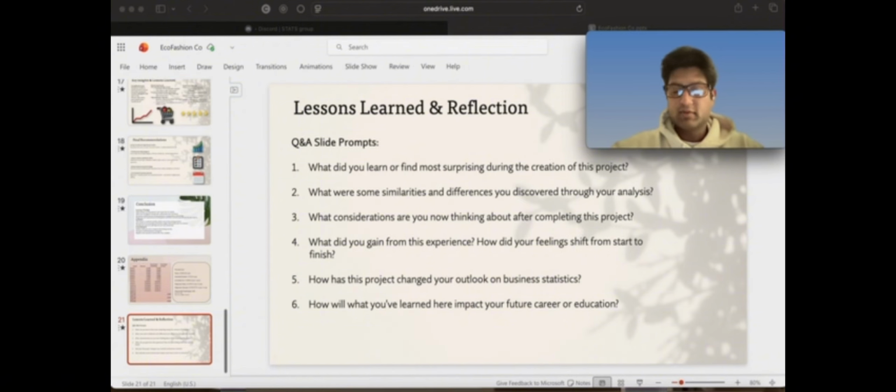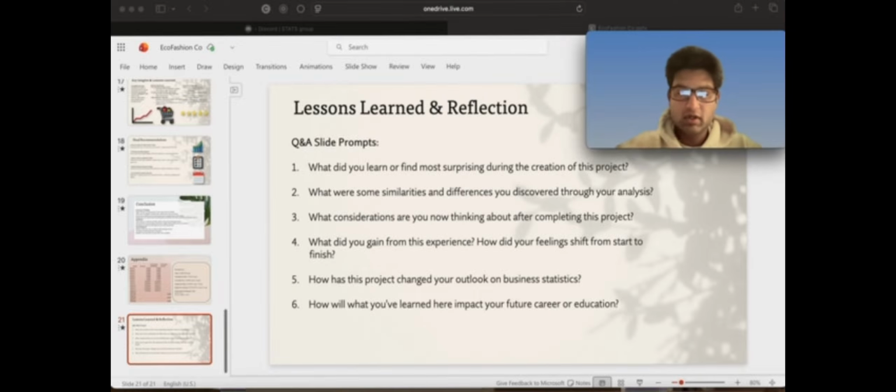For number three, after completing this project, I'm more mindful of how important it is to treat different business areas separately rather than using a one-size-fits-all approach. Product categories clearly require different marketing and inventory strategies. I'm also thinking more critically about seasonality, forecasting accuracy, and how recent data should influence business decisions, especially in fast-moving retail environments.